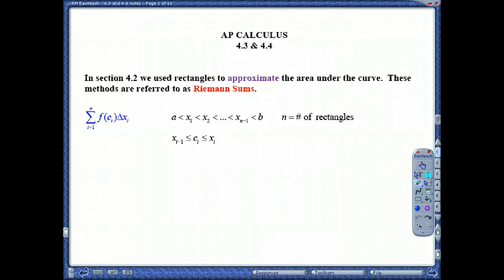And we're going to do 4.4 all at the same time because we are multitasking maniacs. All right, so what we did in section 4.2 was called Riemann sums.